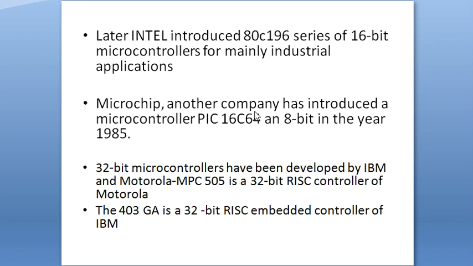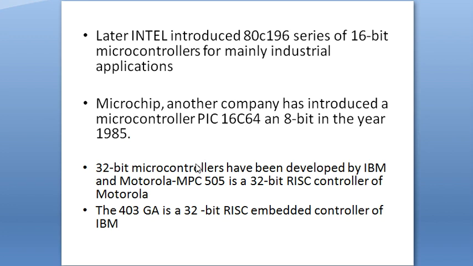So later, Intel introduced one more, the 80C196. This is a 16-bit series controller, and it is mainly meant for industrial applications. In the meanwhile, in 1985, Microchip introduced its own microcontroller, the PIC 16C64. It's an 8-bit controller.